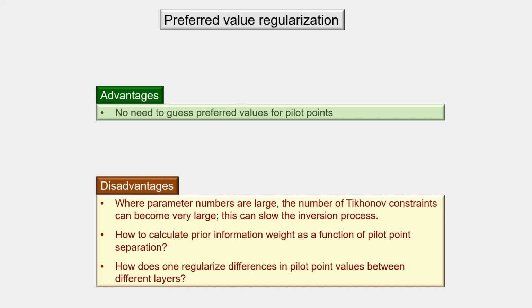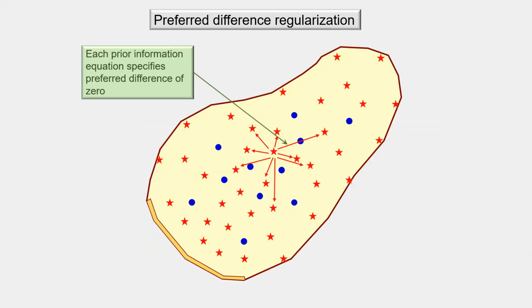Where parameter numbers are large, the number of prior information equations expressing these preferred homogeneity relationships becomes even larger because we have to associate a number of equations with each pilot point. And this can slow down the inversion process. It can slow down handling of that large Jacobian matrix. Another problem is, just going back a couple of slides, we tend to make the weight applied to this prior information equation greater than the weight applied to that prior information equation because we want to enforce homogeneity more strongly for pilot points which are closer together. But how much greater should this weight be than that weight?